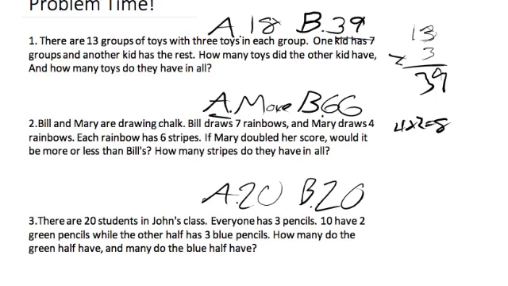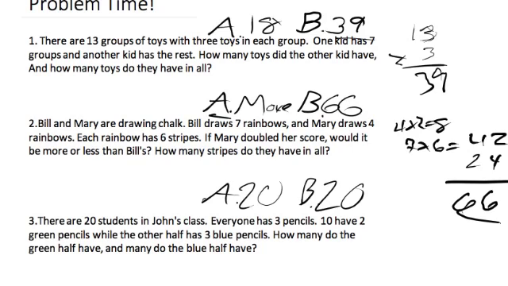So Bill draws 7. You multiply that 7 by 6, because it's how many stripes it has in all. So 7 times 6 equals, what does it equal? 42. And 4 times 6 equals 24. So 42 plus 24 equals 66. We got 66 for B.